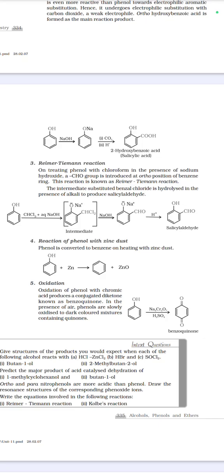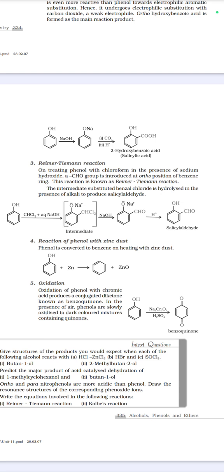Third, Reimer-Tiemann reaction. On treating phenol with chloroform in the presence of sodium hydroxide, a CHO group is introduced at the ortho position of the benzene ring. This reaction is known as the Reimer-Tiemann reaction. The intermediate substituted benzyl chloride is hydrolyzed in the presence of alkali to produce salicylaldehyde.